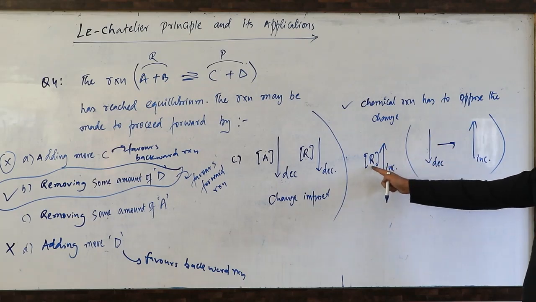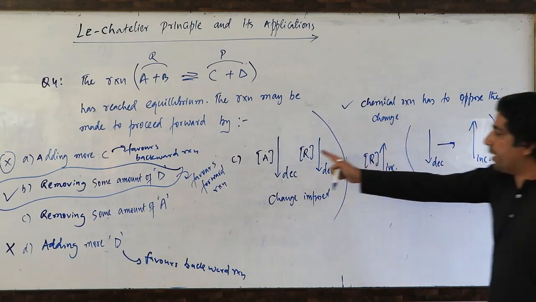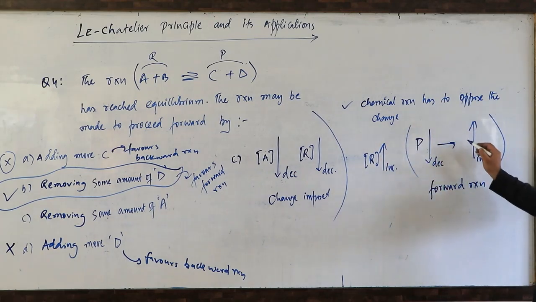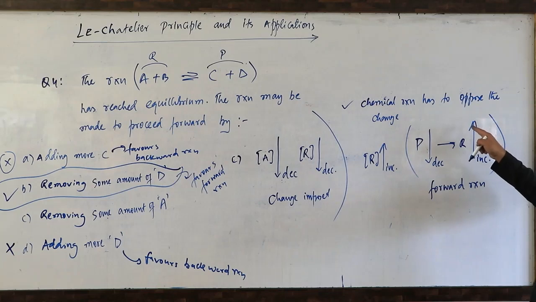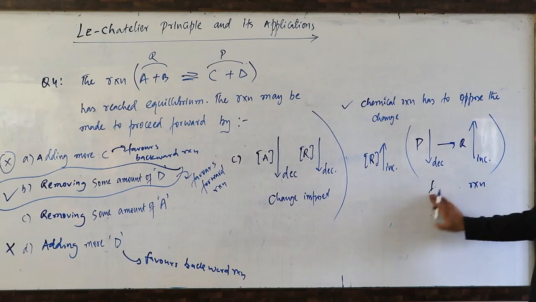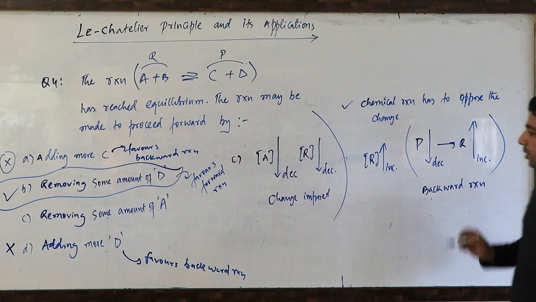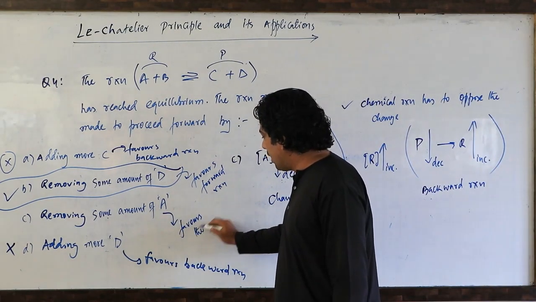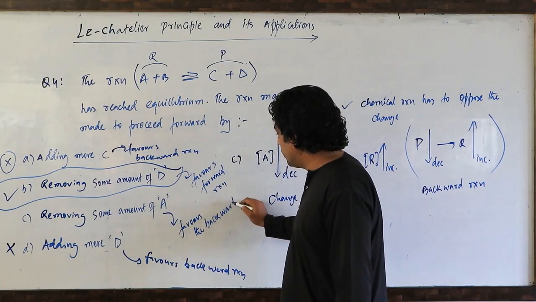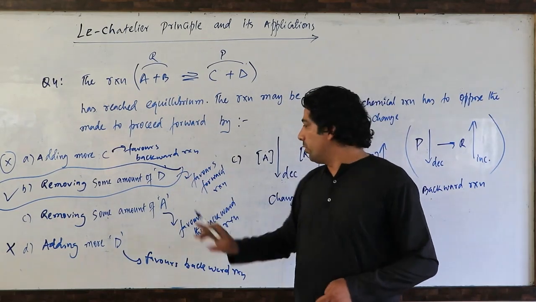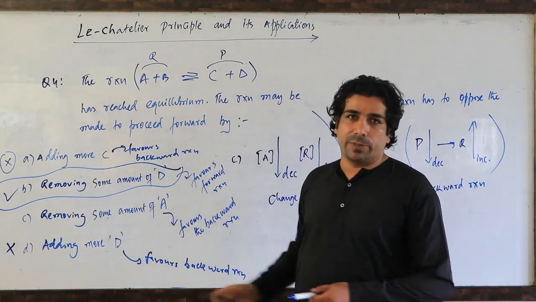I have to increase the molar concentration of reactant. Who is my reactant? A. I have to increase it. So products should decrease and reactants should increase now. Yes or no, my dear friends? So products are changing into reactants. When products are changing into reactants, which reaction will it become? It will become the backward reaction. So this will also favor the backward reaction. So our answer is basically option number B. Removing some amount of D will favor the forward reaction, my dear friends. Please make note of this.